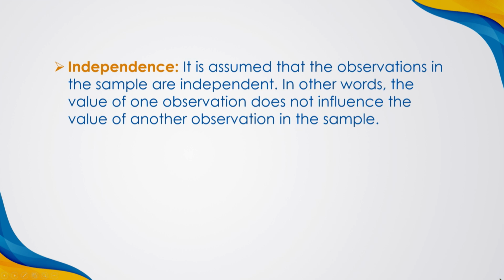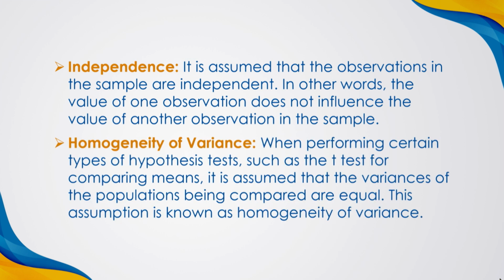Independence. It is assumed that the observations in the sample are independent. In other words, we can say the value of one observation does not influence the value of another observation in the sample. Another property is homogeneity of variance. When performing certain types of hypothesis tests, such as a t-test for comparing means, it is assumed that the variances of the populations being compared are equal. This assumption is known as homogeneity of variance.